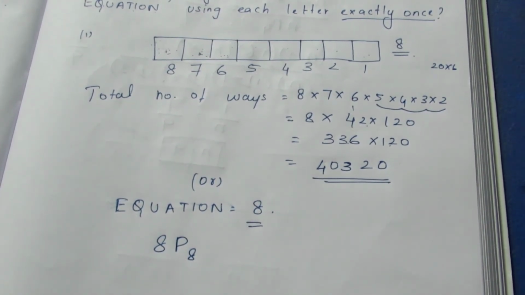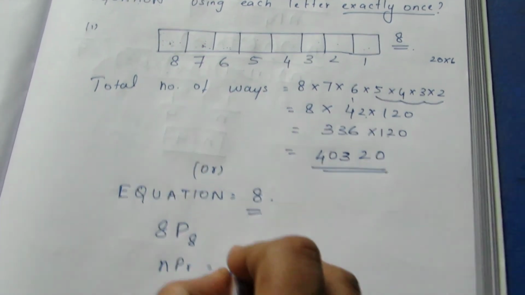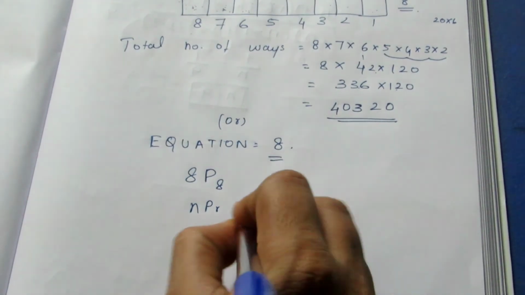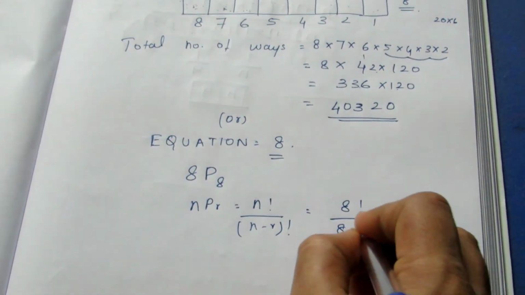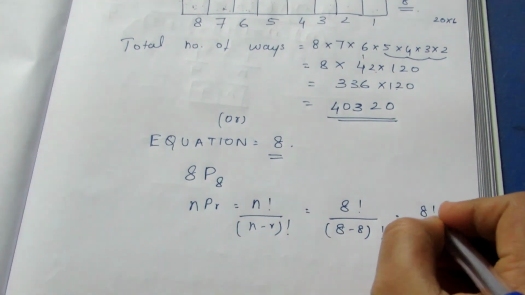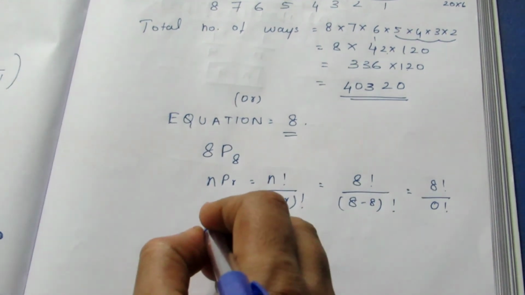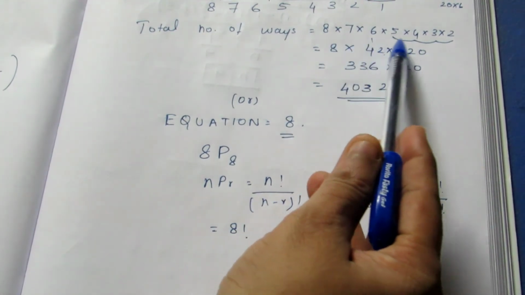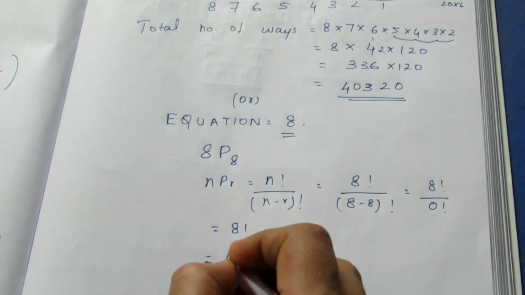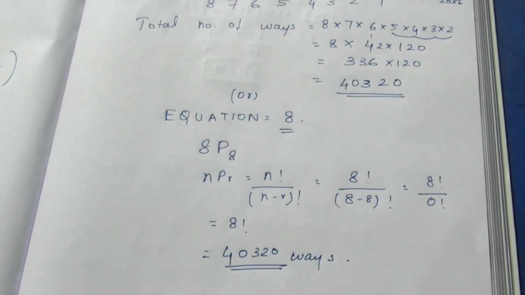So it is 8P8. You know the formula of nPr, which is n factorial by n minus r factorial. The same way here, 8 factorial by 8 minus 8 factorial. This will become 0 factorial. 0 factorial is not 0. I have given you in the introduction video that 0 factorial is 1. So it is only 8 factorial. 8 factorial we have already written here, 8 into 7 into 6 into 5 into 4 into 3 into 2 into 1, which is nothing but 40320 ways. So the total number of ways is 40320 ways.